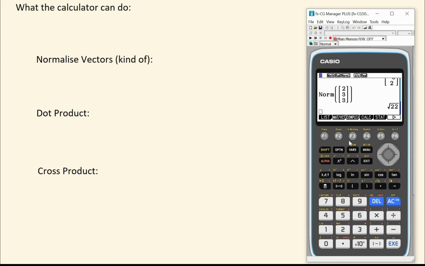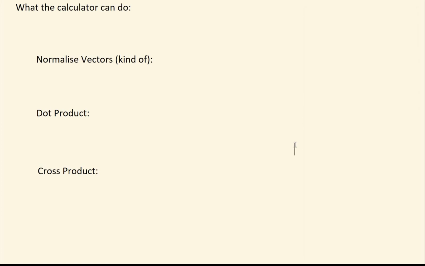Scrolling up, again go to option, vector, and scroll across. You have dot product and cross product. If I scroll a bit, you can see what it's done. You do cross product, put the 2 vectors in and press equals, and it'll work it out for you. Same with the dot product, that's less useful because it's so easy to work out by hand. But they are there if you want them, just so you know.